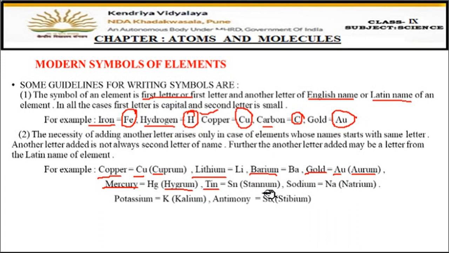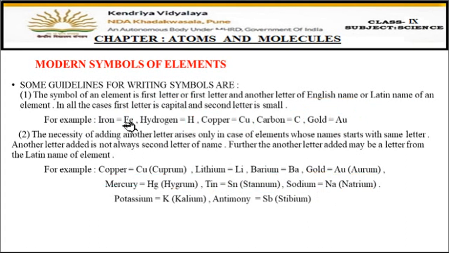Like, the symbol for tin is Sn because the Latin name of tin is stannum. Okay, so stannum, Sn, is used as the symbol for tin. The name is natrium, and Na is the symbol for sodium. So you have to learn these symbols, okay?